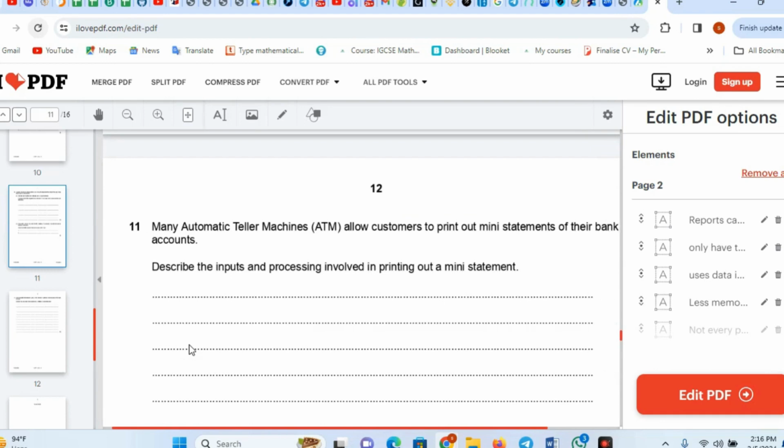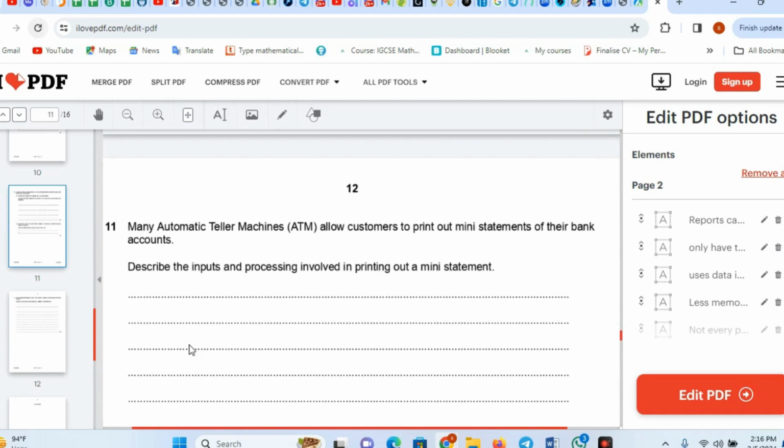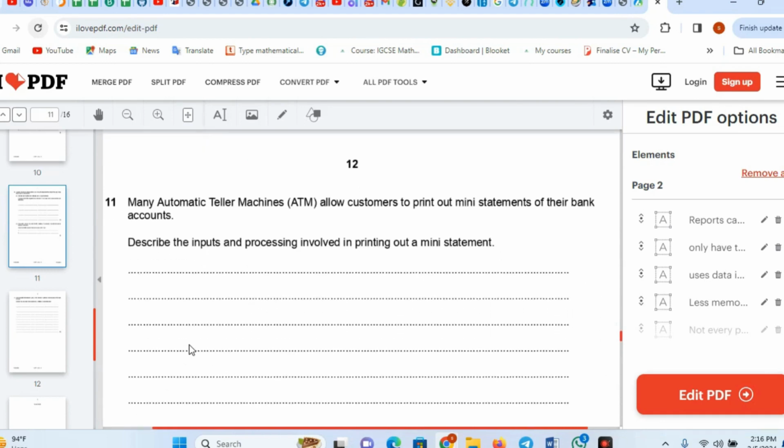So question number 11 says, many automatic teller machines, ATMs, allow customers to print out mini statements of their bank account.